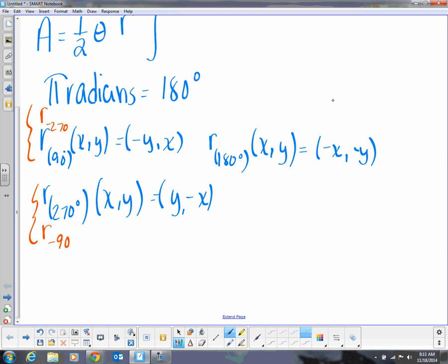No, it is negative x, negative y. We only flip on the other two. Negative y, x for 90; 180 is negative x, negative y; 270 is y, negative x; 360 is x, y. All right. So with that said, this is online if you need it, if you didn't write it down.